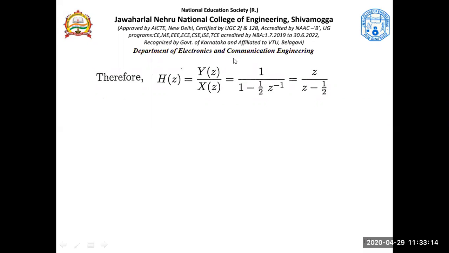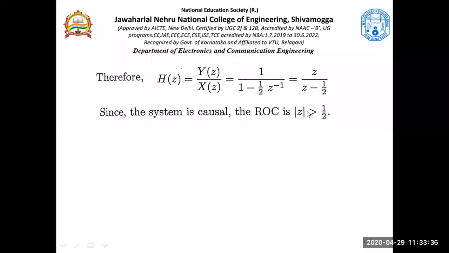Now, can I obtain h of n from this? Can I obtain the impulse response from this? How to obtain the impulse response h of n? The impulse response h of n can be obtained by applying the inverse z transform on this. Here, since the system is causal, the region of convergence is outside half. This was not given, but we should understand that the system is causal.